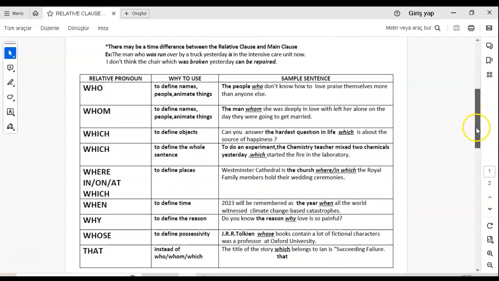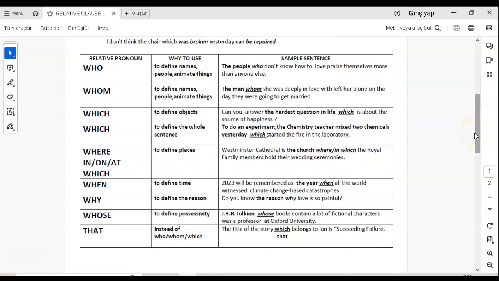And so let's have a look at the relative pronouns and why we use them. Let's have a look at the examples. All the relative pronouns must be related to the word that comes before them. For example, to be able to decide which one to use here, we use who.